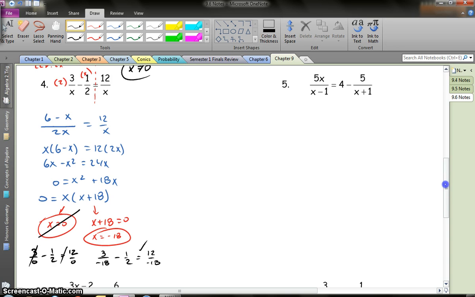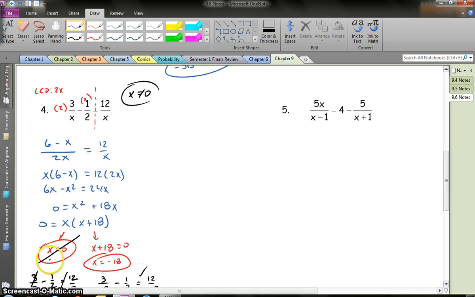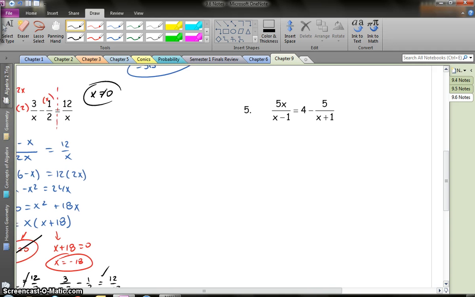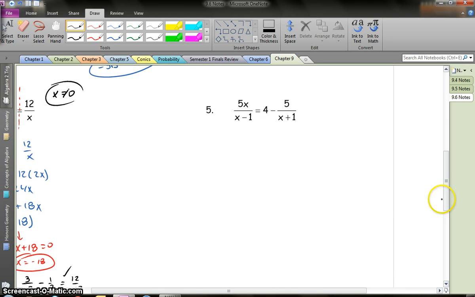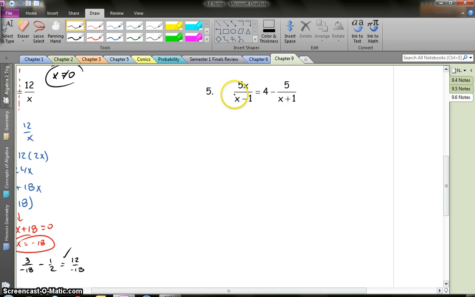So when I say find the domain, that's what I mean. We're avoiding this, so when we get to the end, we already know. So looking at 5, let's identify the domain before we get started. All right, here, well, what would make this denominator 0 would be positive 1, so x cannot be positive 1. And over here would be negative 1. All right, so x cannot be negative 1.